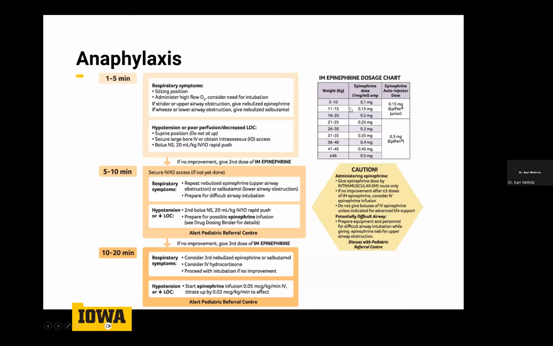And then let's say you're like, oh my gosh, I just picked up this kid. I don't know what their weight is. They look like they might be 20 kilos. So up to 20 kilos, you can do the dose of an EpiPen Junior, which is 0.15. For weights above that, you could start with 0.3.